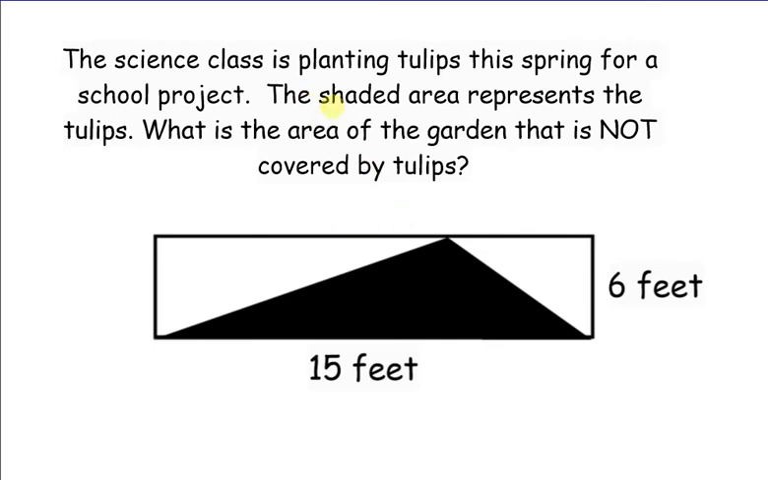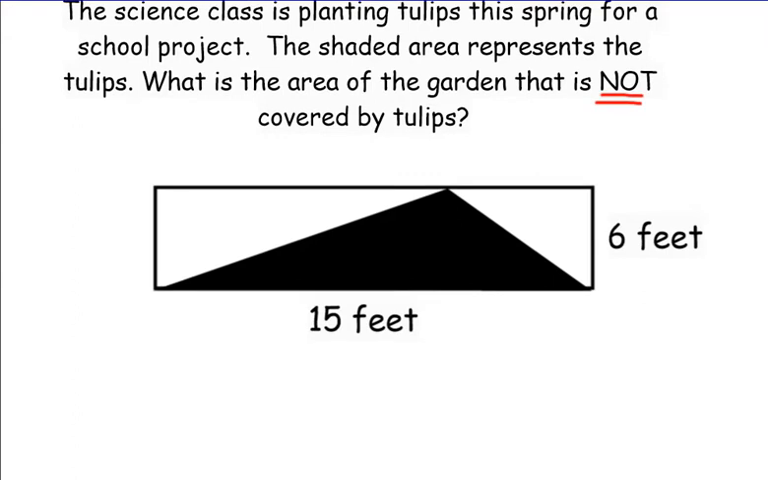Alright, let's take a look at another example. The science class is planting tulips this spring for a school project. The shaded area represents the tulips. What is the area of the garden that is not covered by tulips? So in this case, they want the white area on the picture. Usually it's the shaded area, but this time it says they want the part that's not covered by tulips.